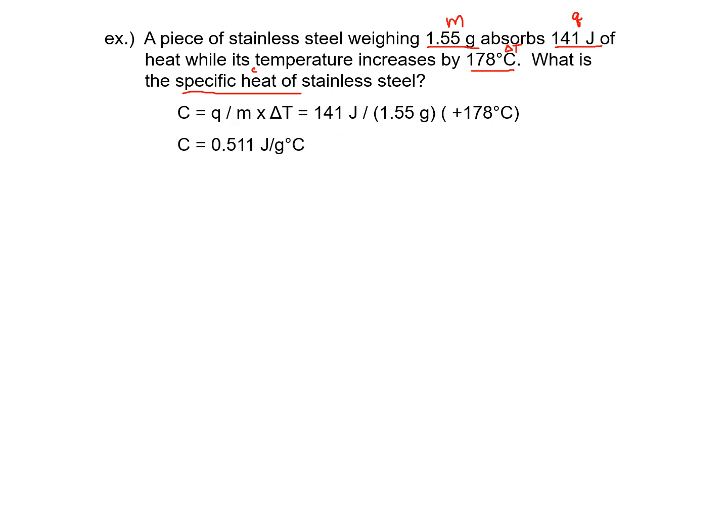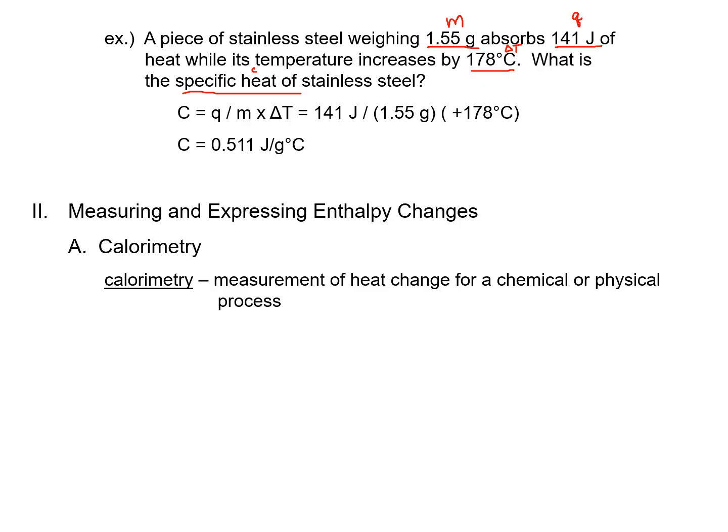And so if we calculate that in our calculator, 141 divided by 1.55 times 178, we get 0.511. And the units, since nothing cancels, would be joules over grams degrees Celsius. So that's just one example of how to use that equation.